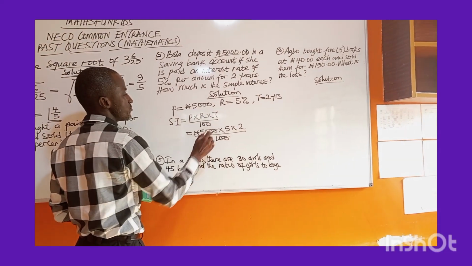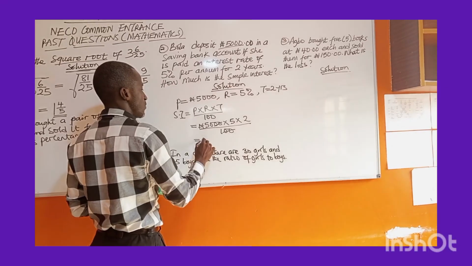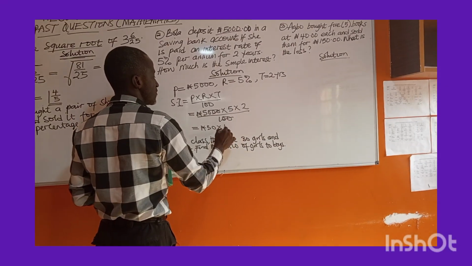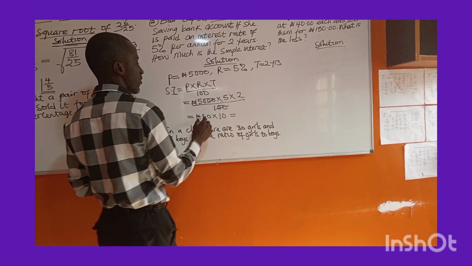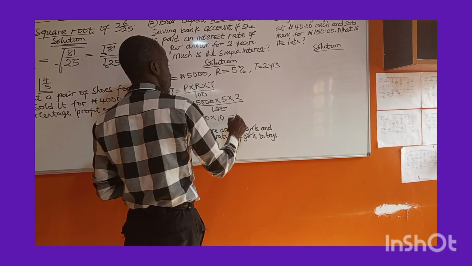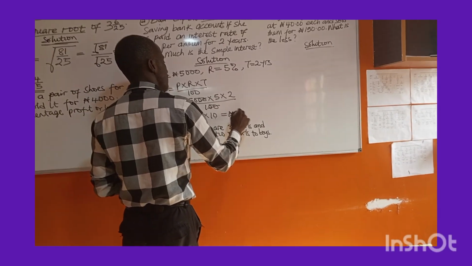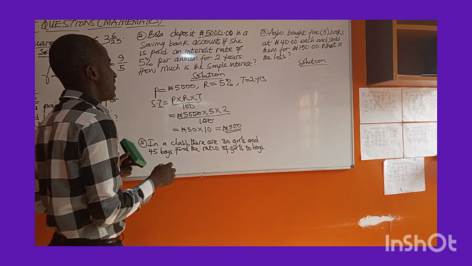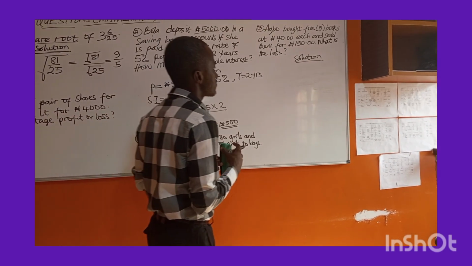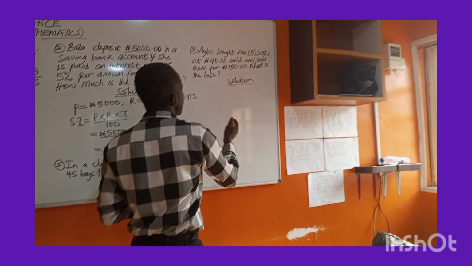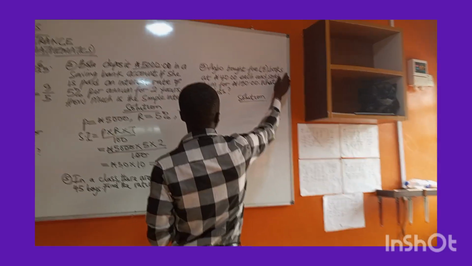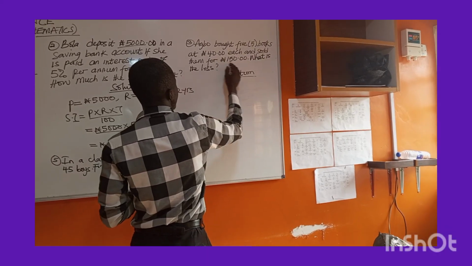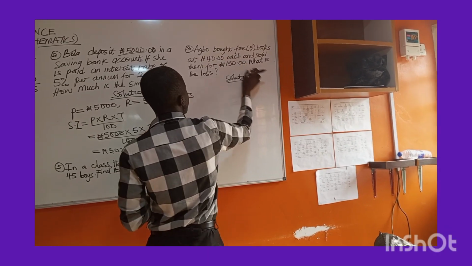2 zeros cancel 2 zeros, we are left with 50, multiplied by 5 times 2, which gives us 10. And therefore, 50 times 10 will give us 500. So the interest for 2 years is 500 naira.